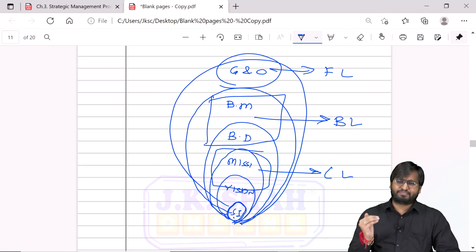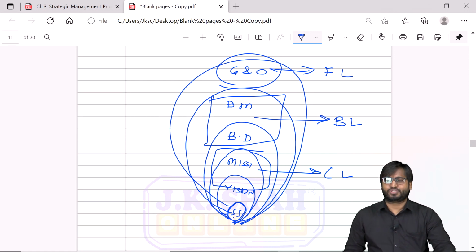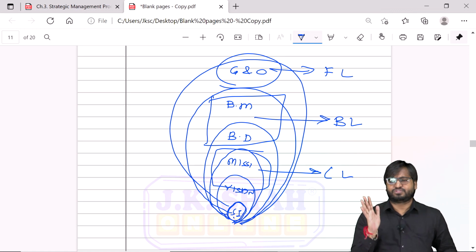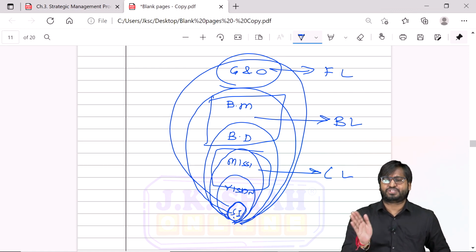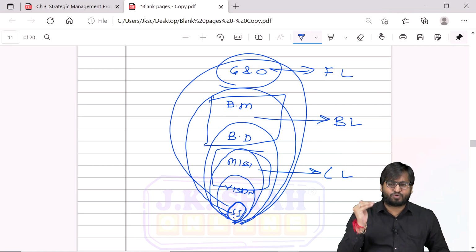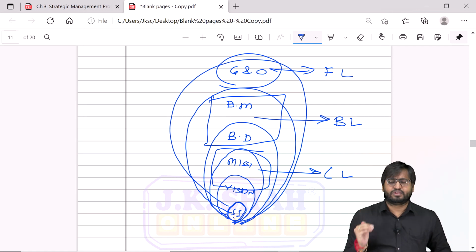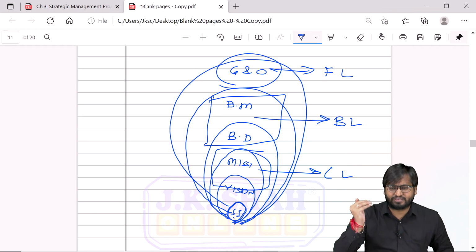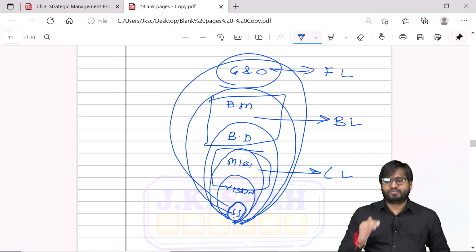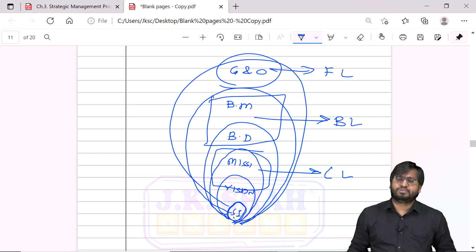And the last step we have is goals and objectives. What do you mean by goals? What do you mean by objectives? Goals and objectives are measurement tools. Goals are the end result, what the company wishes to achieve. We want to increase our revenue. We want to decrease our cost. We want to increase our profits.